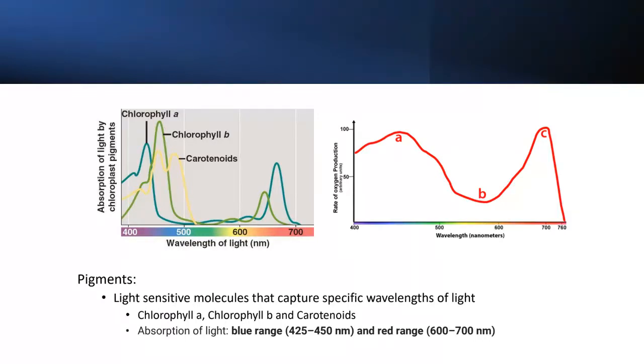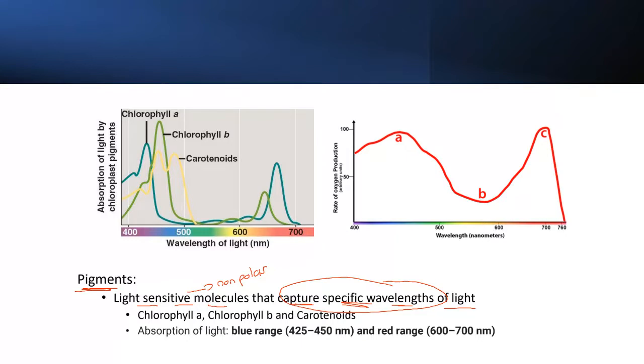Now, how do plants do that? Well, plants have something called pigments. What are pigments? Light-sensitive molecules, usually non-polar. They capture specific wavelengths of light, and this is very important. What does that mean? It means that plants have pigments to absorb light, but depending on which pigment we're talking about, they're going to be better at absorbing certain wavelengths, certain colors, than other pigments.